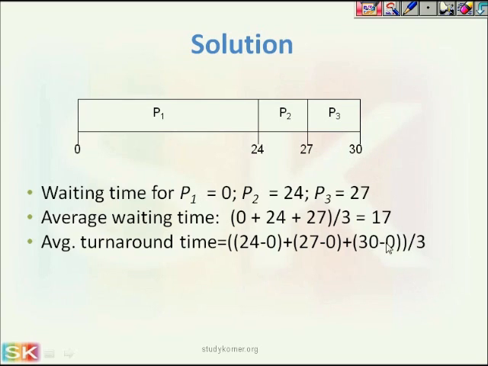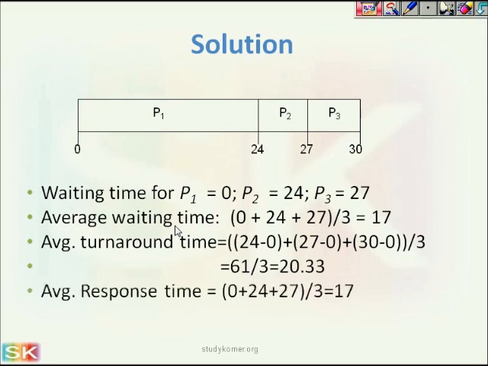So 30 minus 0 is the completion time, turnaround time of process P3. So process P1 turnaround time plus process P2 turnaround time plus process P3 turnaround time divided by 3 will give you the average turnaround time, and that is 20.33. Average response time, that is when a process is submitted and when it is getting the first response, right?